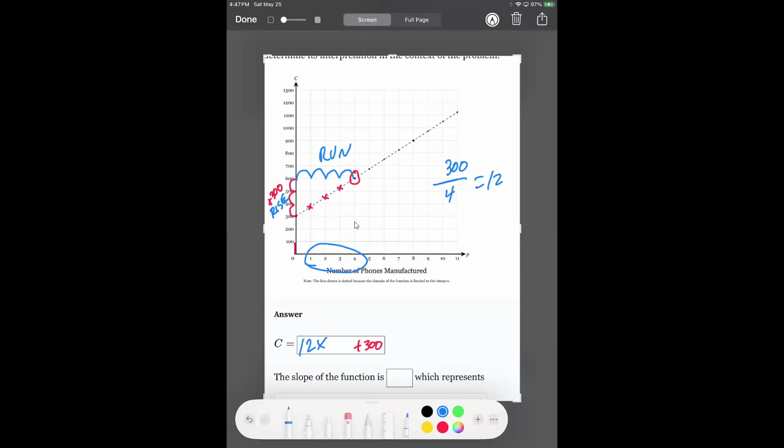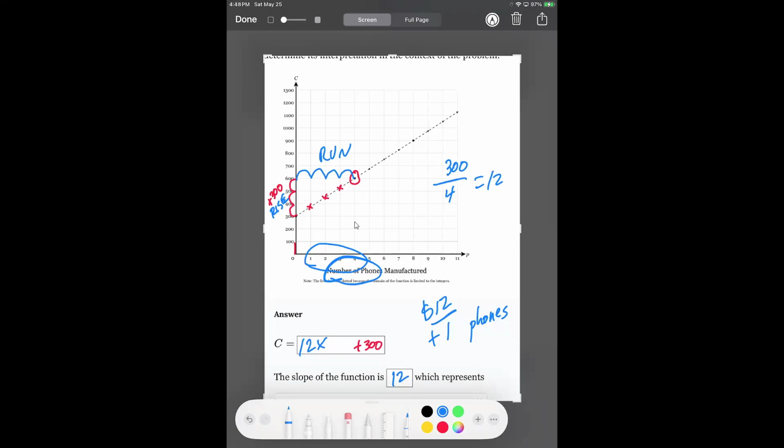Slope is 12. And what does that mean? Well, it means 12 over 1. Remember, we got the X's down here, so that stands for phones. And remember, the Y's go on top, and this is the cost. So every time we make one phone, the cost goes up by $12. That's what it means. That's the interpretation of the slope.